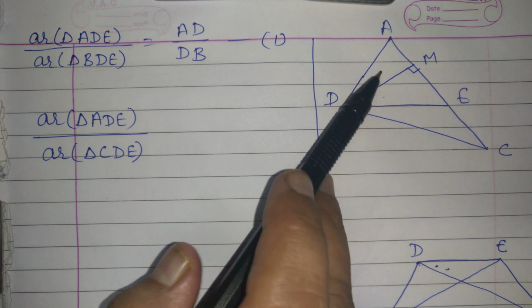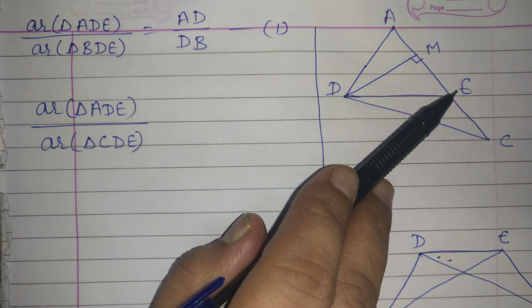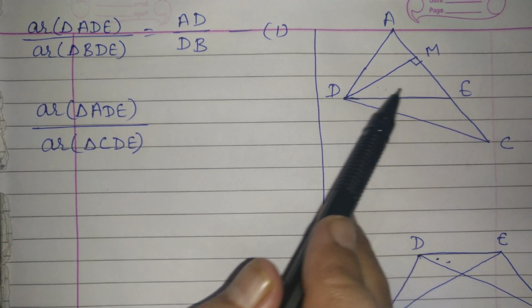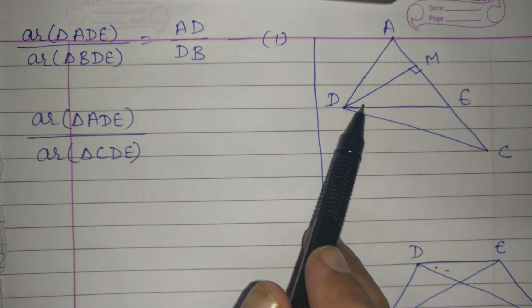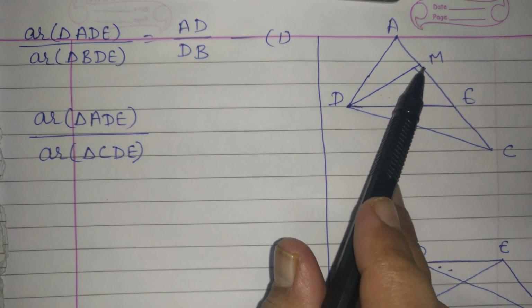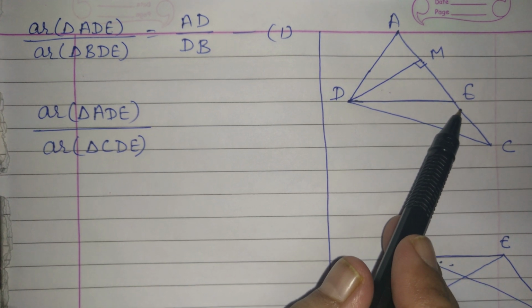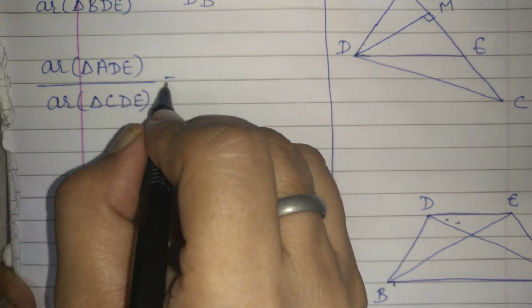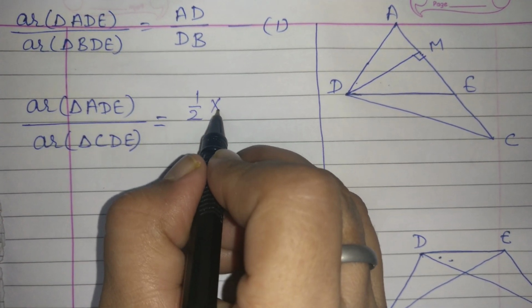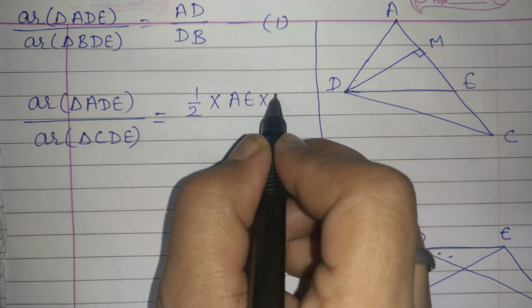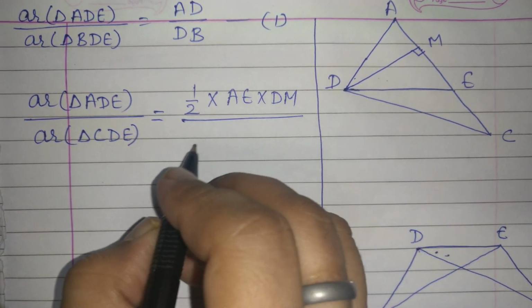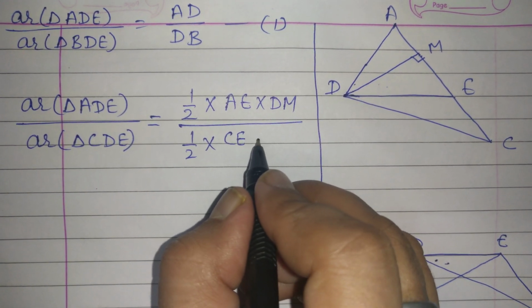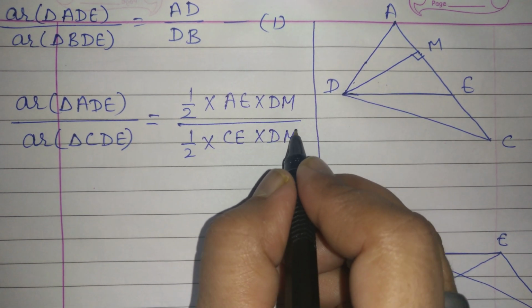In triangle ADE, now we are to take AE as base and DM as height. In triangle CDE, base is CE and height is DM only. Again, this is obtuse angled triangle, so its height lies outside the triangle. So area of triangle ADE is equal to half into base AE into height DM, and area of triangle CDE is half into base CE, or you can write EC into height DM.